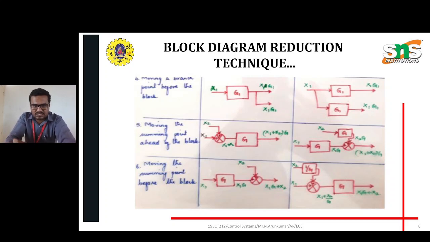Next one is moving the summing point before the block Z. Alternatively, it will be followed by the summing point, because in the previous rule it was followed by Z, because the loop is connected in the nearby block G. So the same will be followed in this next principle also. It can be followed by the same point, the 1 by Z will come after the block G1.